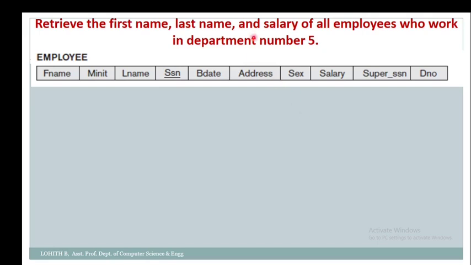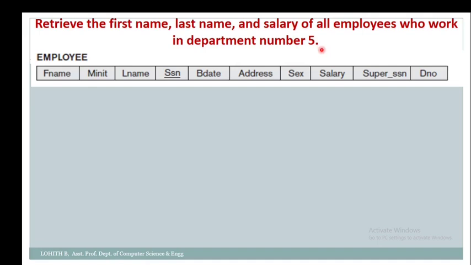Yes. One more simple query. Retrieve the first name, last name, and salary of all employees who work in department number 5. Let us read the question once again. Here, retrieve the first name, last name, and the salary. I need first name, last name, and the salary. Yes, columns can be selected by the pi operation. And I have one more condition, that they work in department number 5.